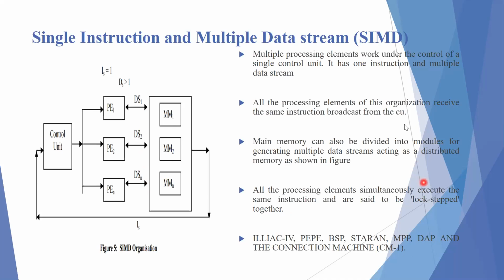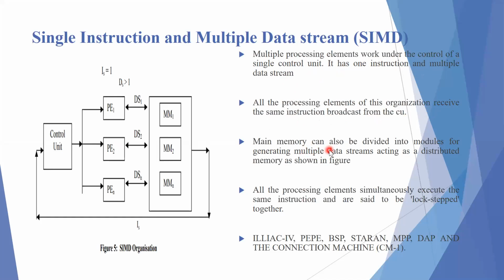Yes, ma'am. Yes. These are very simple architectures. In wireless communication, we talk about, in the end I'll tell you, something called MIMO structures. So similar to those we have in computer architectures also. So the multiple processing elements here work under the control of a single control unit. It has one instruction and multiple data streams. All processing elements of this organization receive the same instruction broadcast from the control unit, as I was saying.